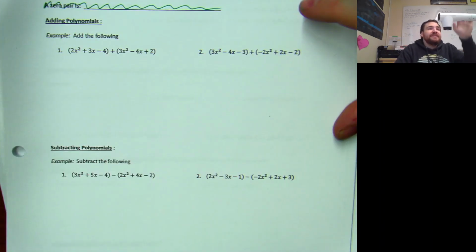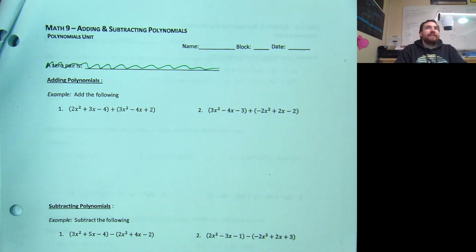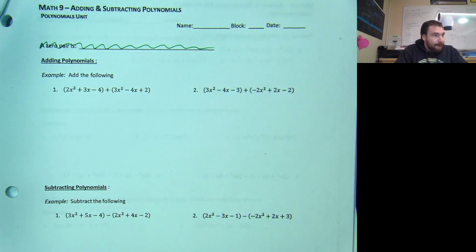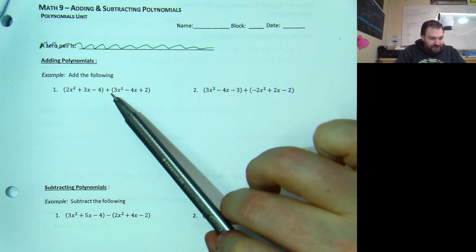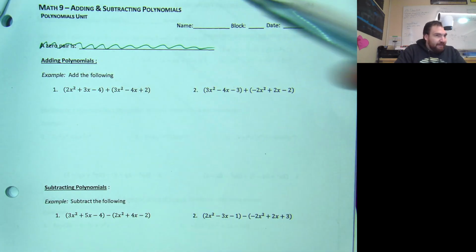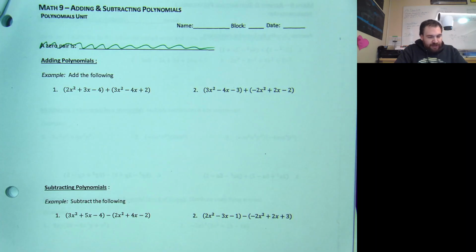So, this looks an awful lot like what we've already done before. It looks kind of like grouping when we're adding things together. So I've got 2x squared plus 3x minus 4 plus 3x squared minus 4x plus 2. If I told you to add those two things together, what do you think you'd do?